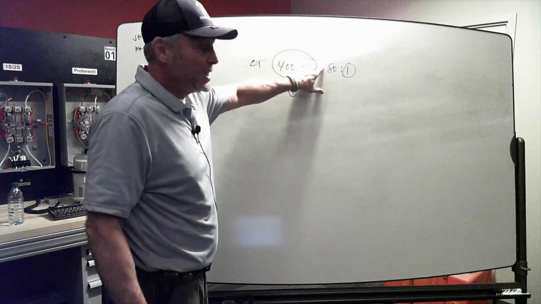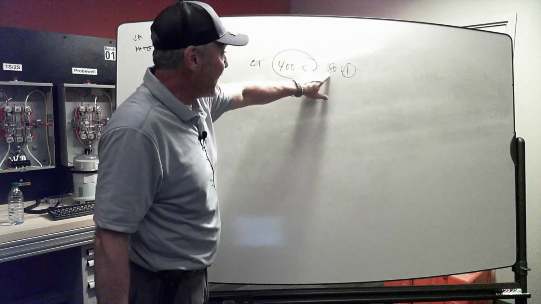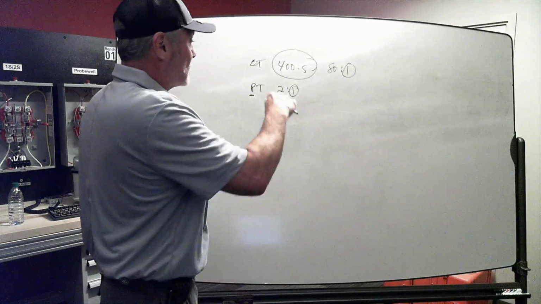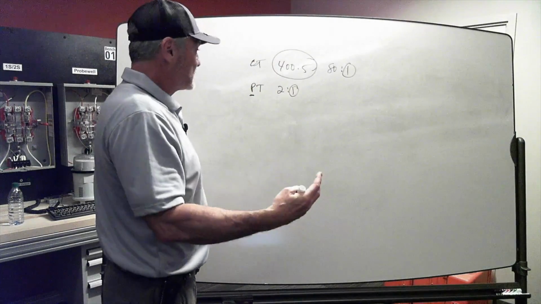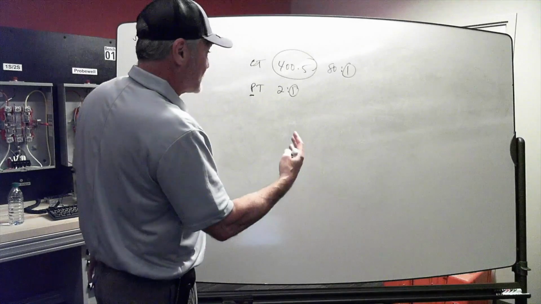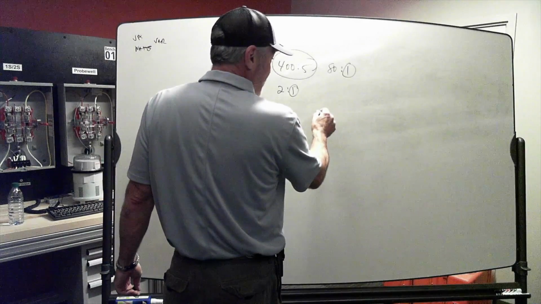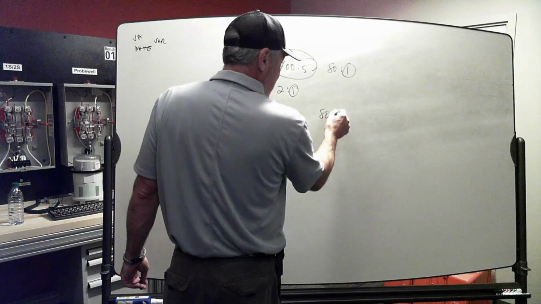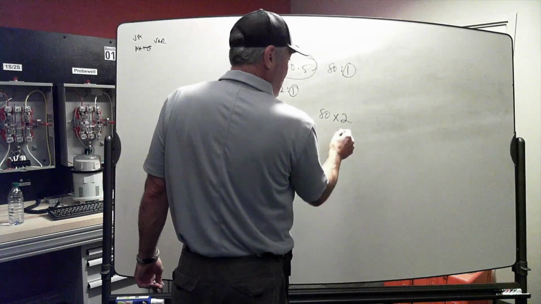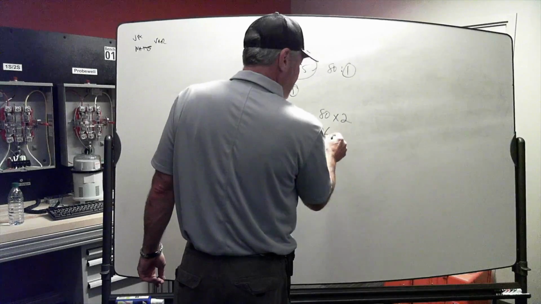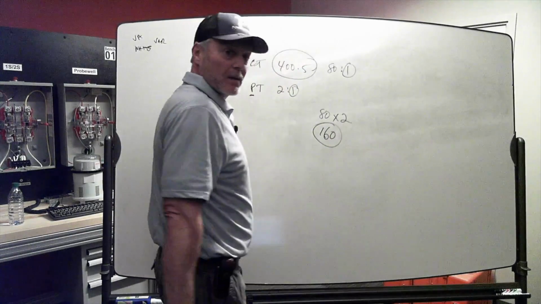That current that they're seeing has been transformed down by an 80 to 1 ratio. So when we get ready to bill somebody, the billing multiplier is going to be, you're going to take whatever you come out with, and you're going to multiply it times 80 and then times 2. So really, you're going to multiply by 160 whatever you come up with.